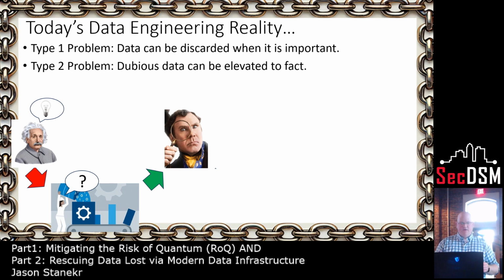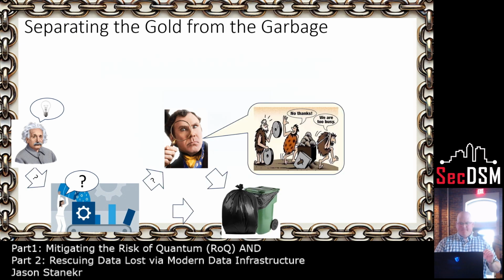And in addition, there's type 2 bad data. The problem is that somebody finds a data source, maybe it's external, and says, hey, someone might be able to use this. And so they hand it off, it goes into the system, and at some point it's possible for it to be elevated to fact. So this boils down to essentially separating what I'll call the gold from the garbage. And it's a difficult problem.